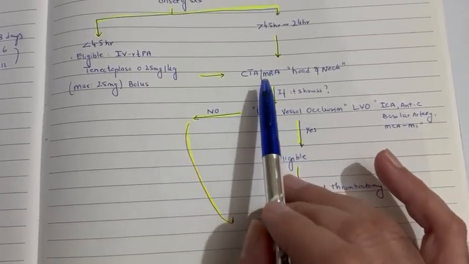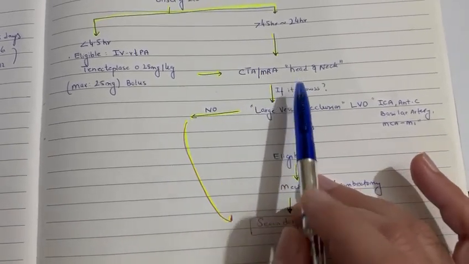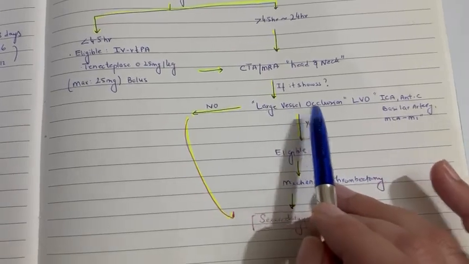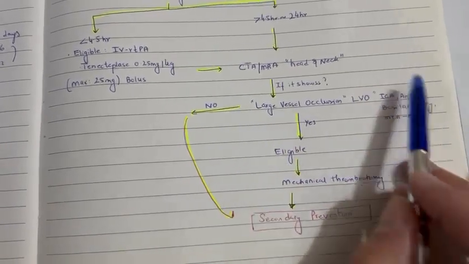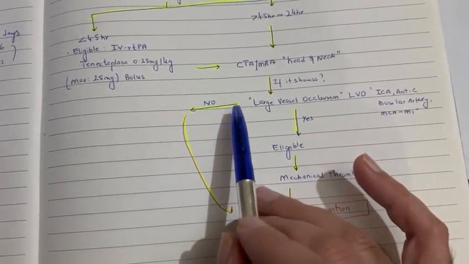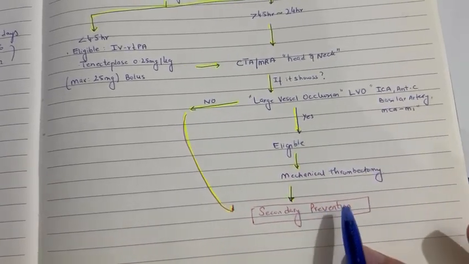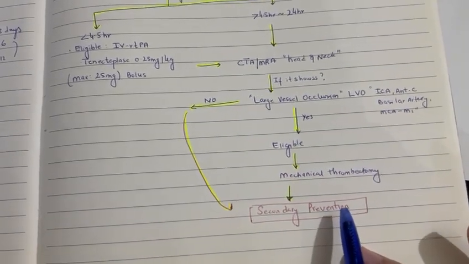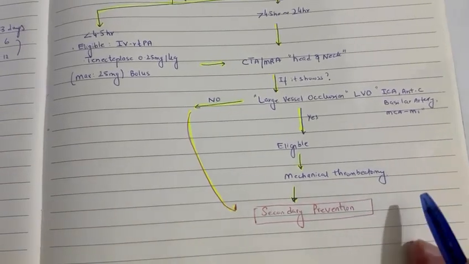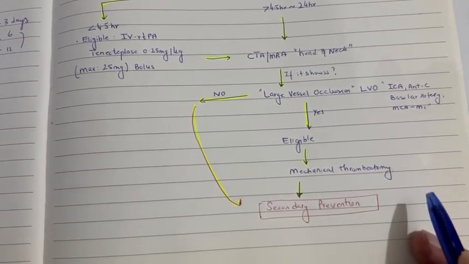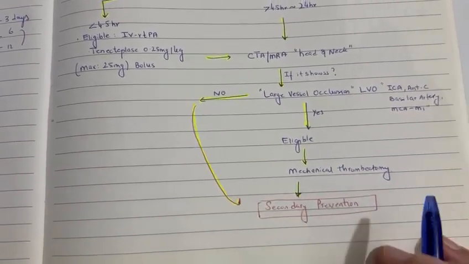But let's suppose the patient had a CTA or MRA and the large vessel occlusion is not there, meaning it is not in these vessels, then the next step will be secondary prevention. Secondary prevention includes BP control, sugar control, high-dose statins, and all other supportive measures.